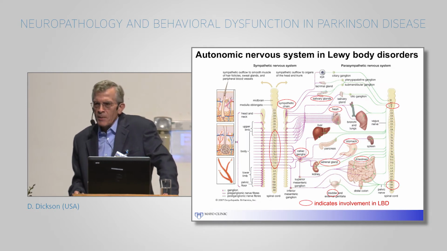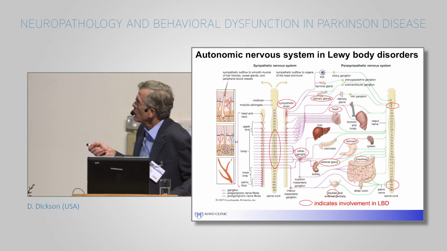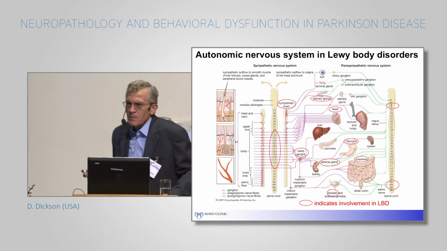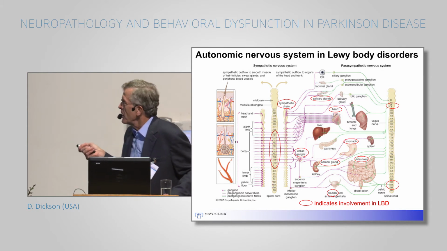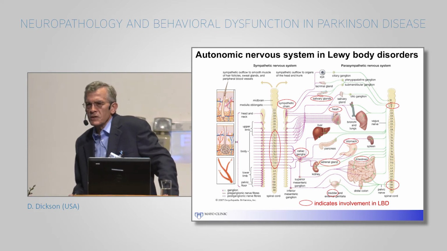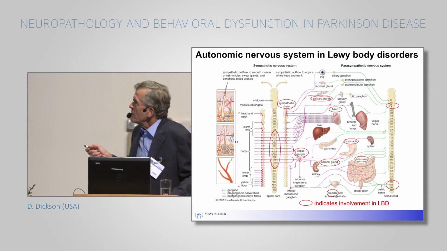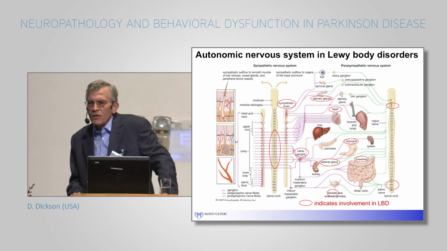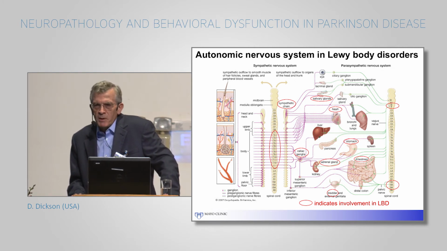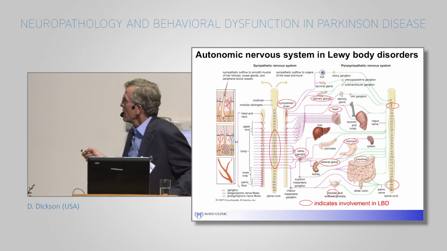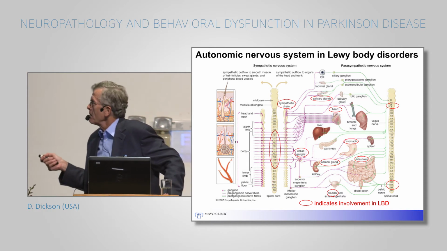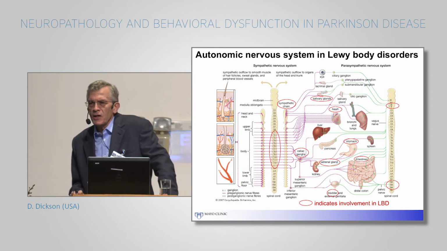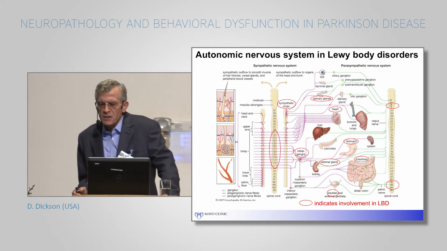So in fact, if you look at the autonomic nervous system, there's two major types. The components of the autonomic nervous system are the thoracolumbar sympathetic nervous system and the craniosacral parasympathetic nervous system, and this is where the preganglionic neurons reside, and then they project to the postganglionic. What I've circled are the areas in the nervous system that have been documented to be affected with Lewy body pathology. And suffice it to say that it's not only neurons in the central nervous system that are vulnerable, but also the ganglion cells and their neuronal processes in the periphery.